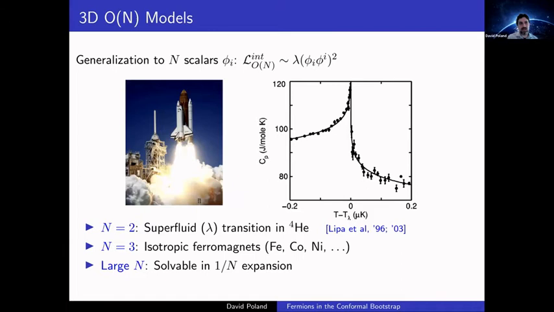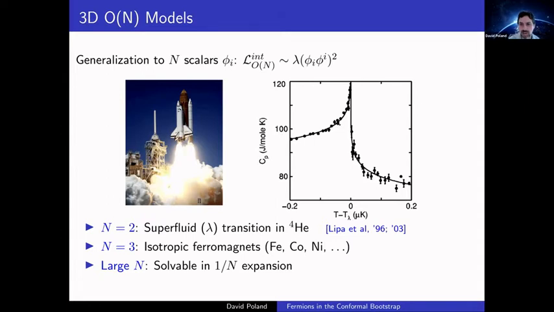So we've also had a lot of success with the 3-dimensional O(N) vector models. So thinking about a theory with an n-component scalar field and a quartic interaction like (phi_i squared) squared. Different values of n are interesting. The case of n equals 2 is interesting because it describes the superfluid transition in helium-4, or the XY model. The case of n equals 3 is interesting because it describes isotropic ferromagnets. And large n is also interesting because the theory is solvable in a 1/n expansion.